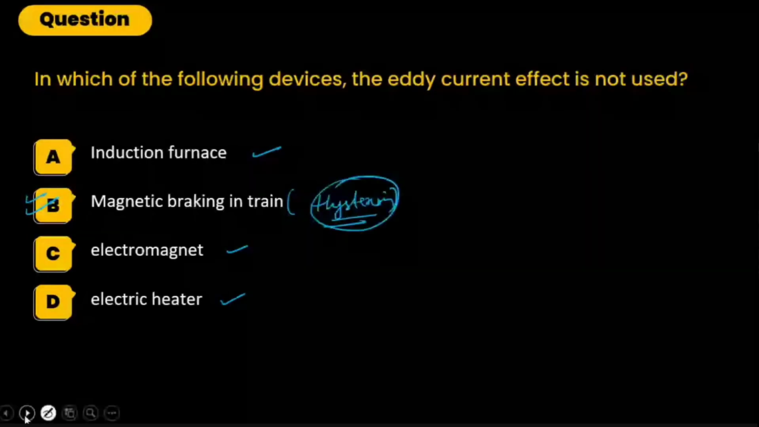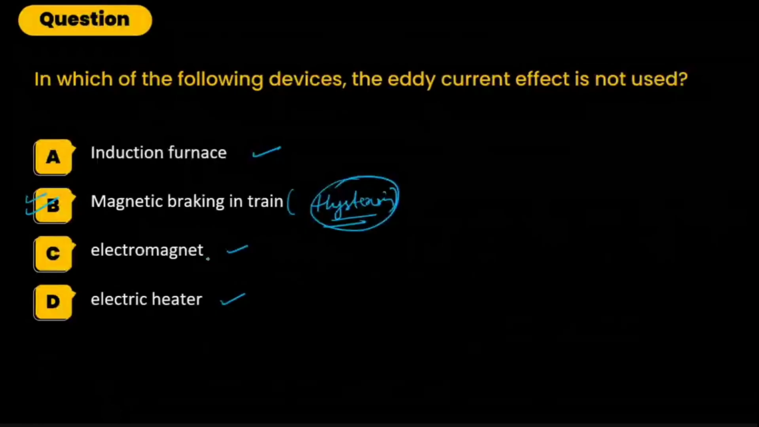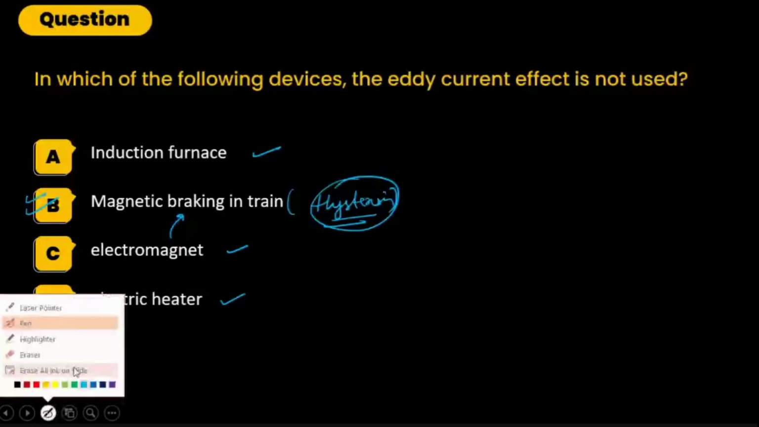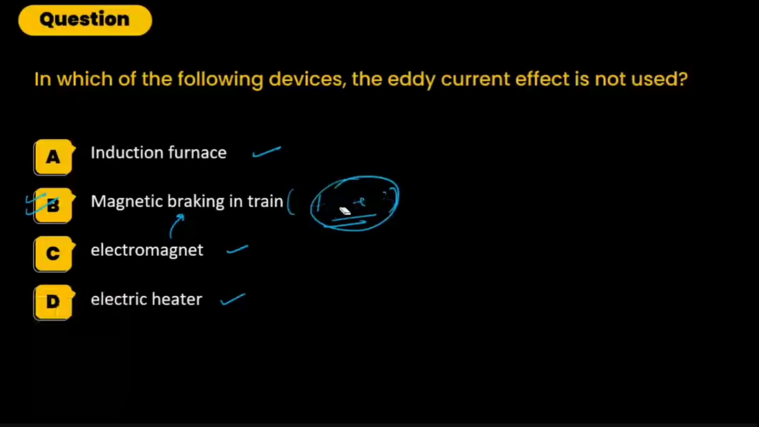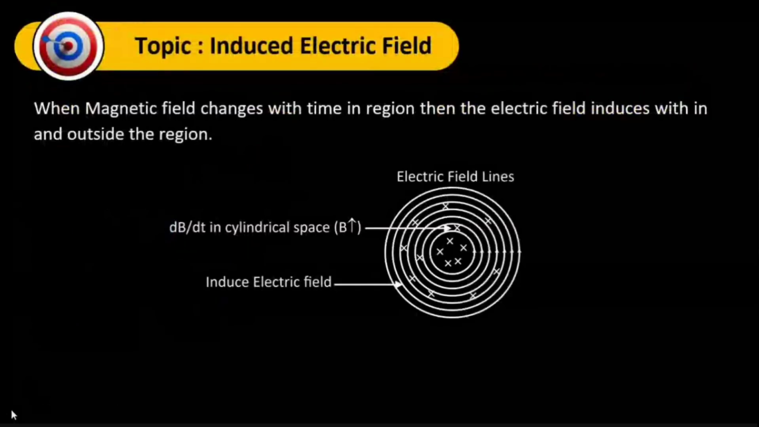Magnetic brake is different from the electric brake, which is completely different. Although it is linked with electromagnets also, because these are linked with electromagnets. These are not completely alone. These are linked with electromagnets only. Then the last topic of this particular unit, that is induced electric field.